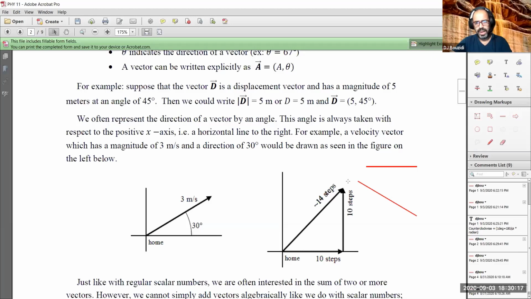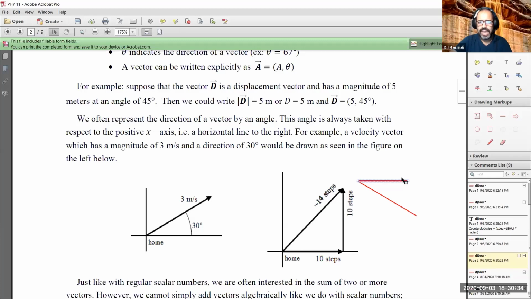Or if I can go back, there is another way of adding the same vectors, starting from this vector, and this is how this vector was. I can draw the second vector and end up with the same sum, okay?